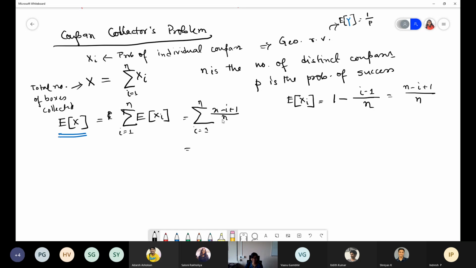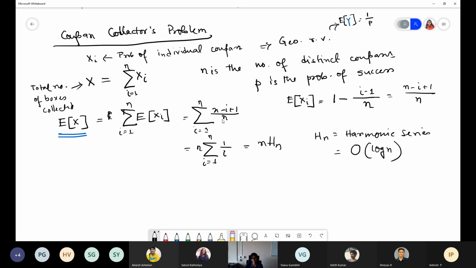Okay, so this I can write as sum from 1 to n of 1 by i. So this is n into Hn. This was what we got, where Hn is the harmonic series. And this is actually order of log n. So you can write n log n. That is also fine, but in that case, it will not be equal.